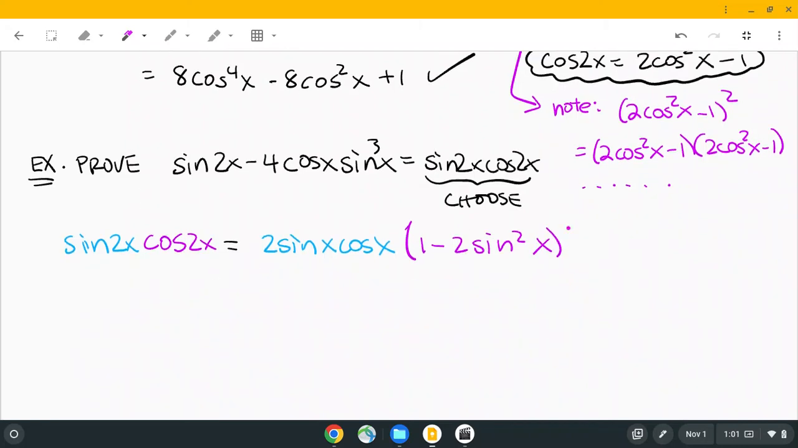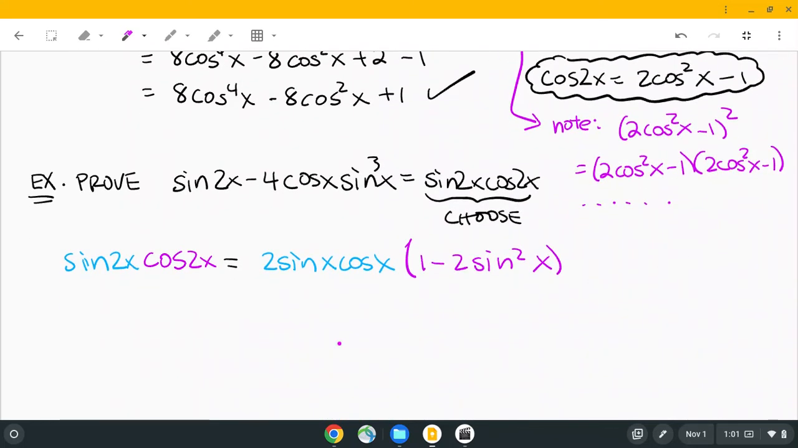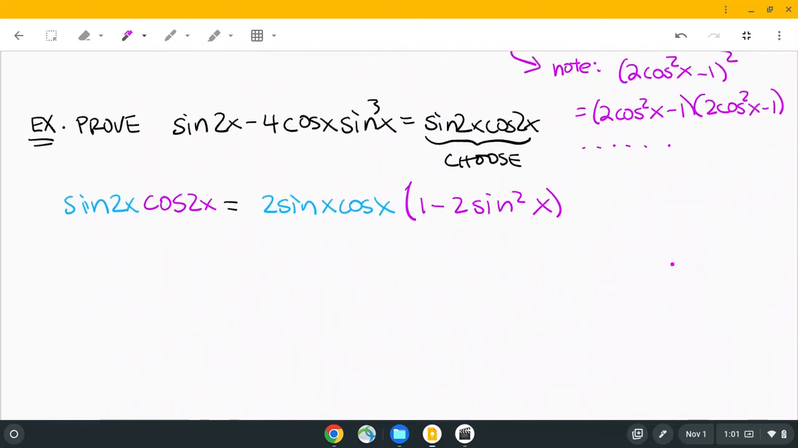I chose the third one because I don't have a whole lot of cosines here. If I use the other two, remember the other two have cosines in them, and I don't want to end up with a bunch of cosines I need to figure out. So that's how I do that first step. Now I'm going to go ahead and just multiply. I'm going to multiply this with these over here. So I get 2 sine x cosine x, and then 2 times 2 is 4 sine cubed and cosine x.